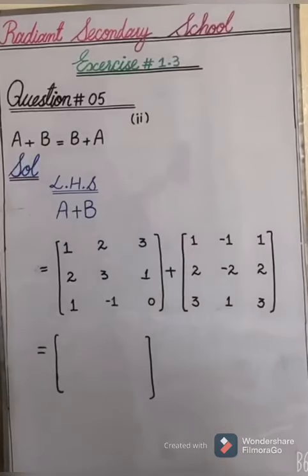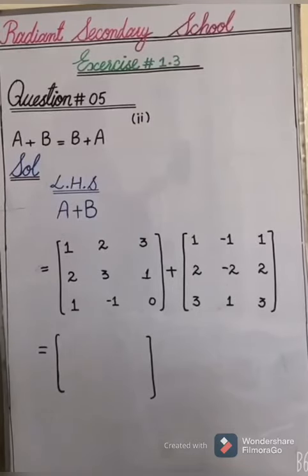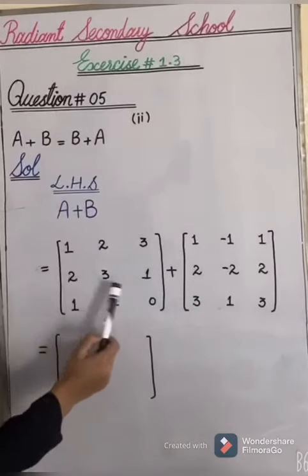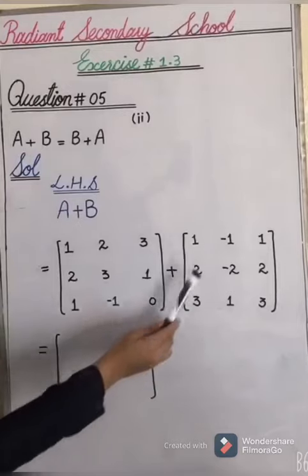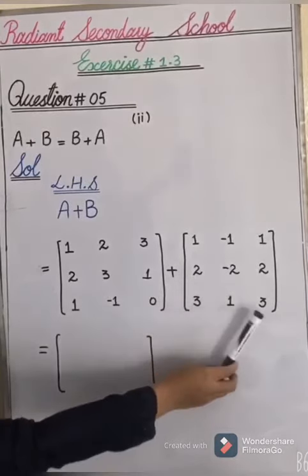So now class, in question number 5 of exercise 1.3, we are going to solve the commutative law of addition in matrices. We have two matrices here, A: [1, 2, 3; 2, 3, 1; 1, -1, 0], and B: [1, -1, 1; 2, -2, 2; 3, 1, 3].